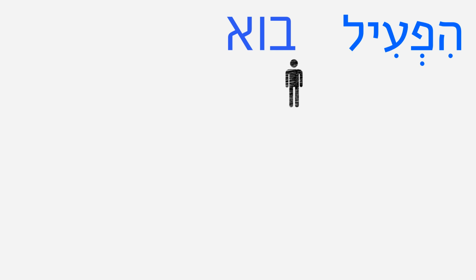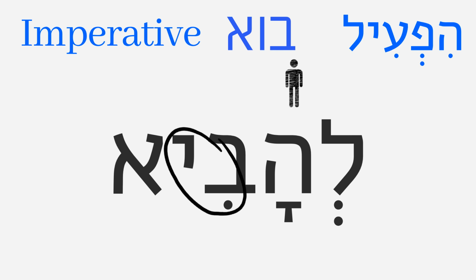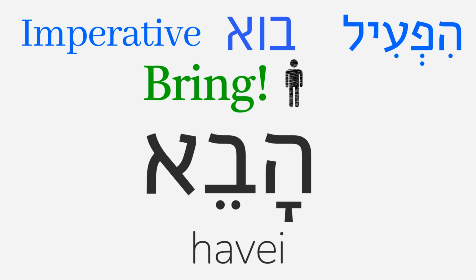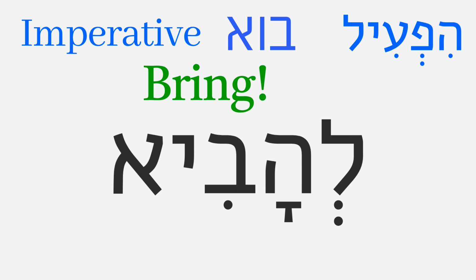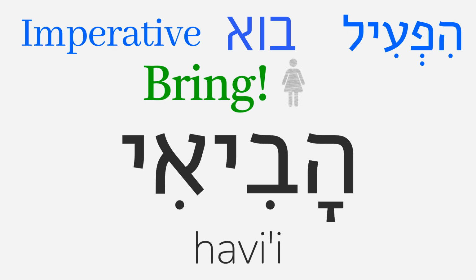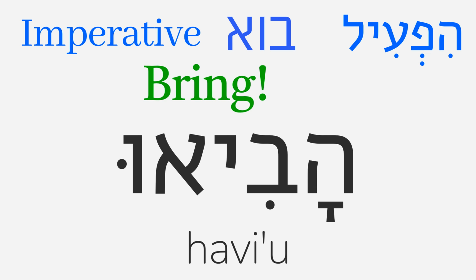The masculine singular form of the imperative changes the e vowel seen in the infinitive lahavi to a tsere, making havé, bring, commanding a man. The feminine singular and masculine plural commands keep the e vowel. Havi'i, bring, commanding a woman, and havi'u, bring, commanding a plural group.